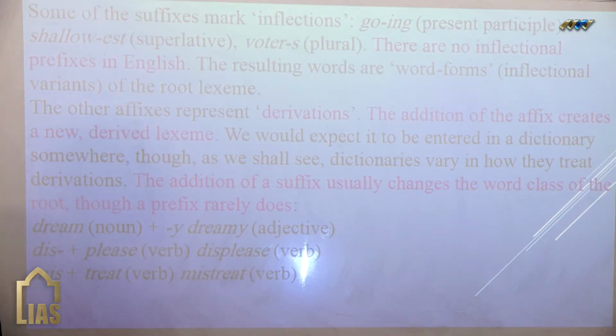Okay, some of these suffixes mark inflections. This is very important. Now, a bound morpheme can be inflected for plural, for possession, and for tense. Go and ing, present participle. Shallowest, superlative, that's in adjectives. We use either ER for comparative or EST for superlative in regular adjectives, of course.